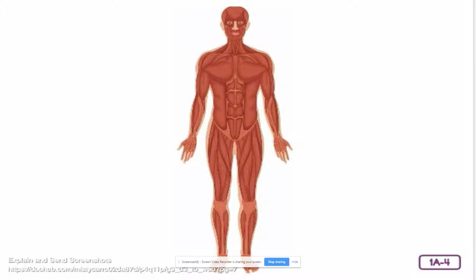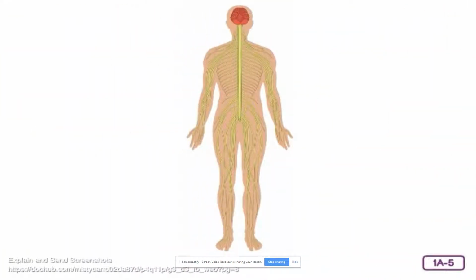Here's the next riddle. Without me, you would not be able to feel or see or hear. I control your senses by sending messages to my command center, the brain. What system am I? That would be your nervous system. The nervous system is your body's communicator. It tells your body what to do.